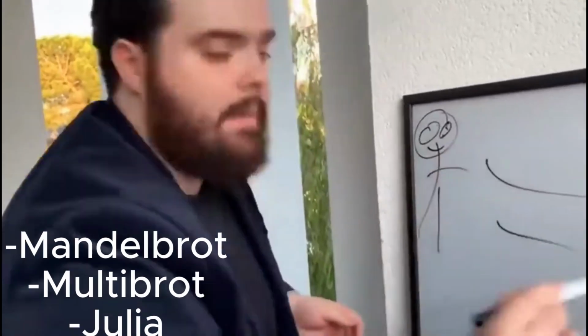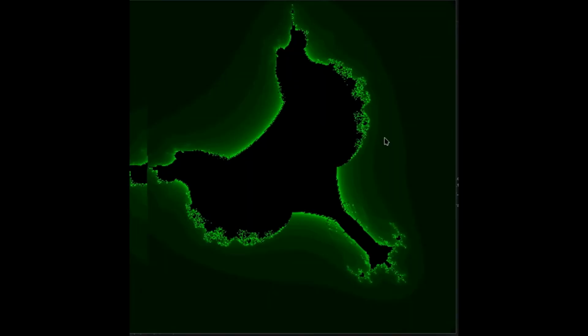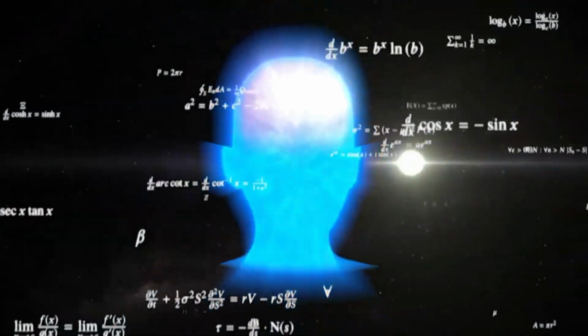Please kill me. Now we have Mandelbrot, Multibrot, Julia, multi-Julia, ship, and multi-ship. Some of these I've never seen referenced online. And with 3 parameters, we can make multi-Julias that probably no one has ever created before.